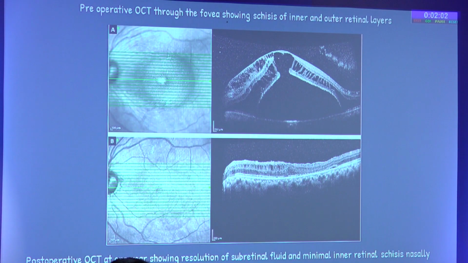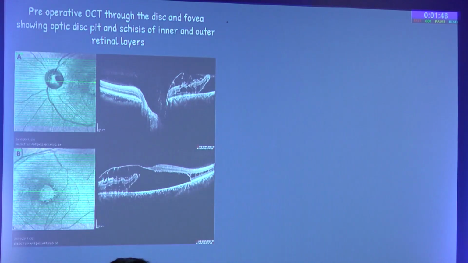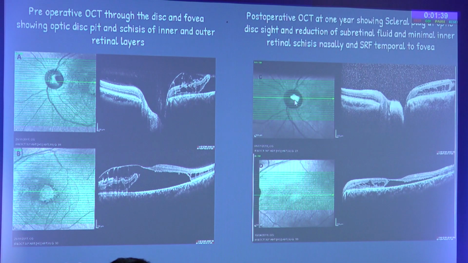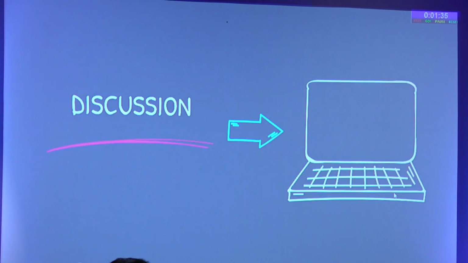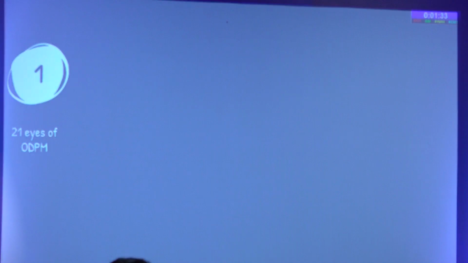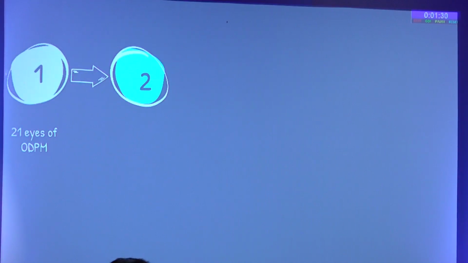So these are some OCT images. Pre-operative, treated through the fovea, showing schisis of inner and outer retinal layers treated by ILM flap, and post-operatively at 1 year showing resolution of subretinal fluid and minimal inner retinal schisis. This is a patient with preoperative OCT through disc and fovea showing optic pit with schisis treated with scleral graft, at 1 year showing near total resolution of the SRF. So coming to the discussion, 21 eyes of optic disc pit maculopathy were studied.